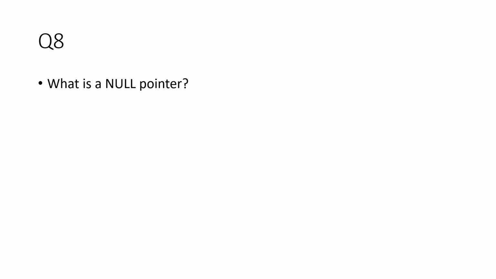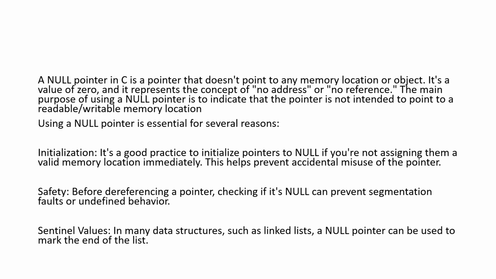What is a null pointer? A null pointer in C is a pointer that does not point to any memory location or object. It is a value of 0 and it represents the concept of no address or no reference. The main purpose of using a null pointer is to indicate that the pointer is not intended to point to a readable or writable memory location.